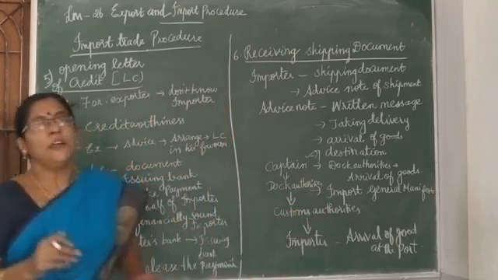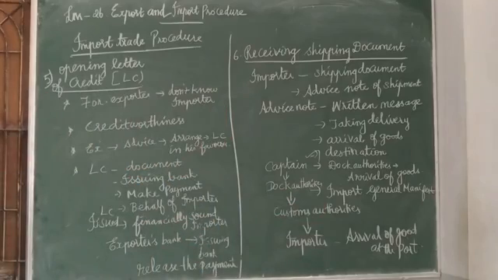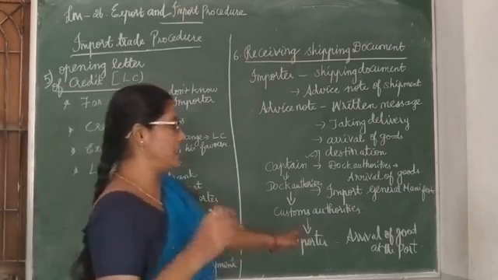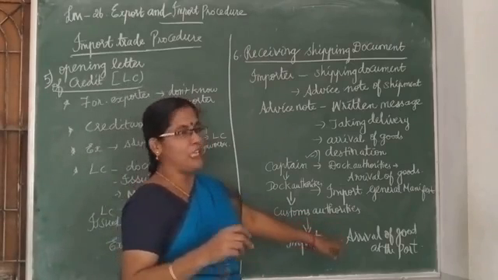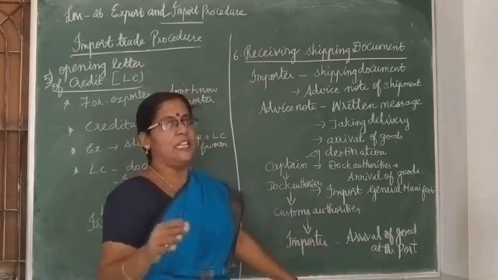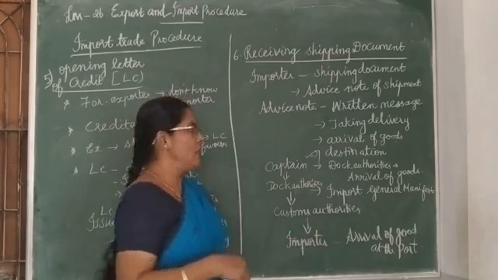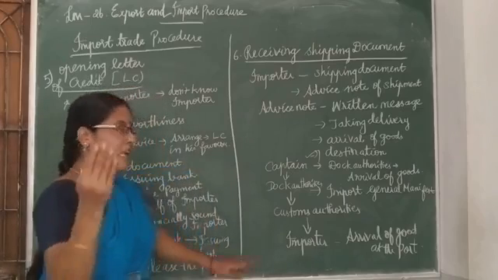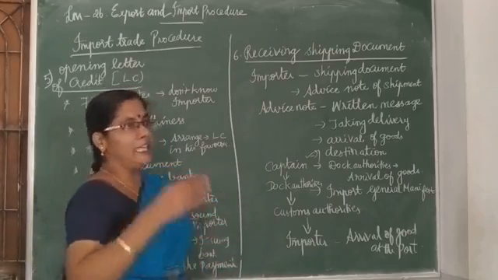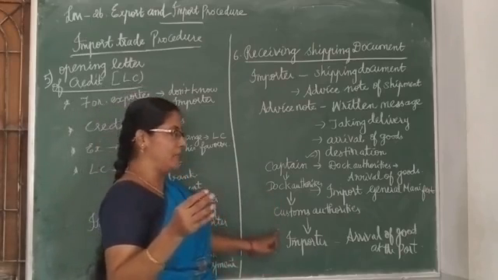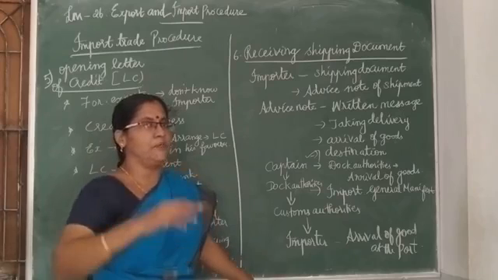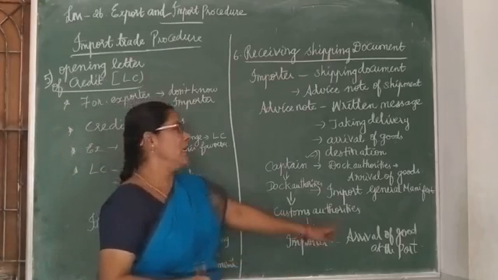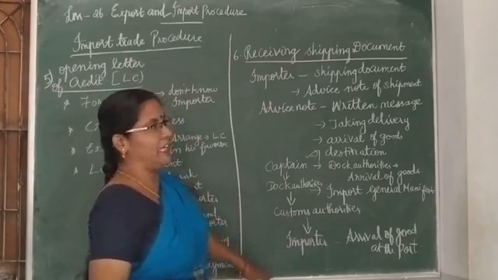Then the dock authorities, what will they do? The customs authorities in turn inform the importer. The customs authority will inform the importer about the arrival of goods at the port. After that, the importer will come and get the goods. Are you clear? The captain of the ship reports the arrival of the goods to the dock authorities. In turn, the dock authorities inform the customs authorities, and the customs authorities report to the importer about the arrival of the goods. So they will come and take delivery of the goods.